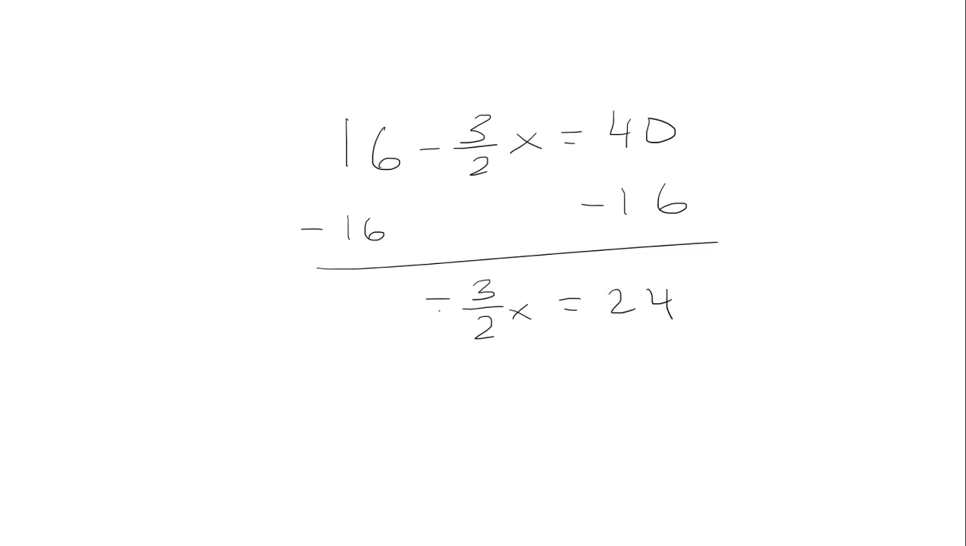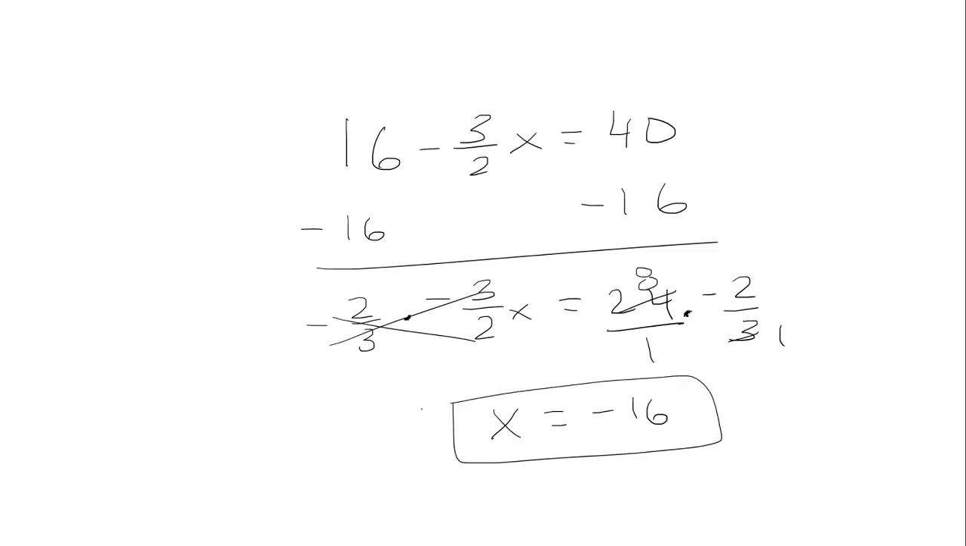I'm going to multiply both sides by the reciprocal of negative 3/2, which is negative 2/3. Again, the reciprocal being flipping the negative 3/2. These are going to cancel. I'm left with x equals, now 24 over 3 we can simplify to 8 and 1. So 8 times negative 2 is negative 16. And again, that's over 1.